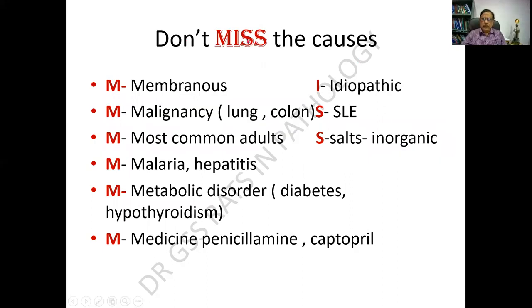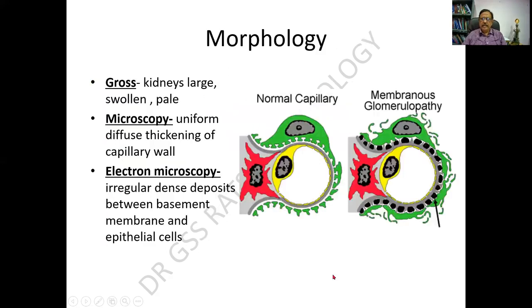Please do not miss this cause. This is an abbreviation that I had designed myself. M for membranous nephropathy, M for malignancy, most commonly in the lung and the colon. M, most common in adults. M for malaria, M for metabolic disorders such as diabetes, M for medicine such as penicillamine or captopril. So many M's are there. I is idiopathic. This is the most common. S for SLE, S for salts, inorganic salts. So these will be the causes. Please try to memorize this mnemonic.